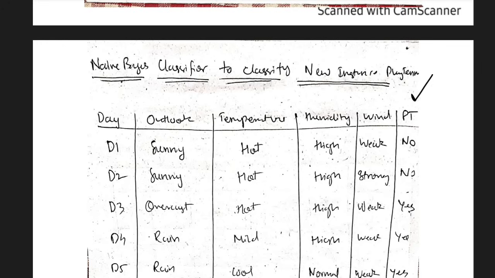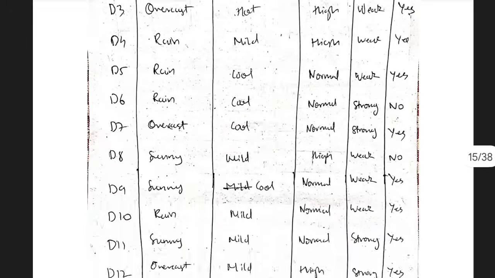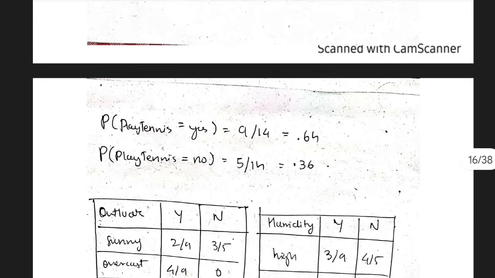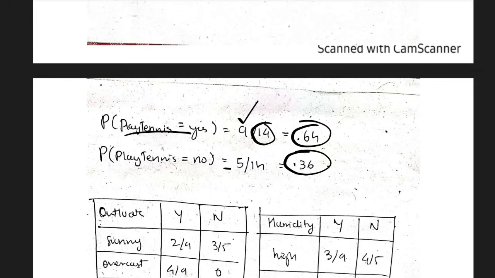This is the final output which we need, whether the person will play tennis or not play tennis. So you'll be calculating how many no's are there and how many yes are there. That probability you have to tell me. PlayTennis yes is equal to 9 instances out of 14 instances where it is yes, and 5 instances where it is no. These are the probabilities which you should keep in mind.